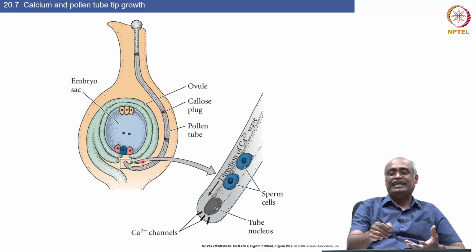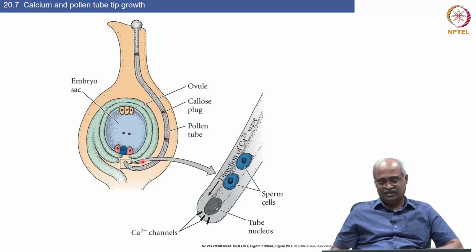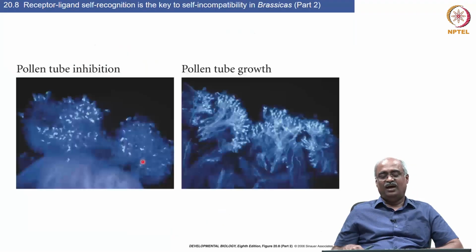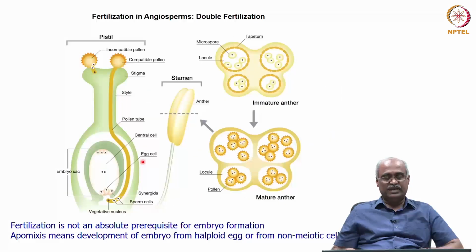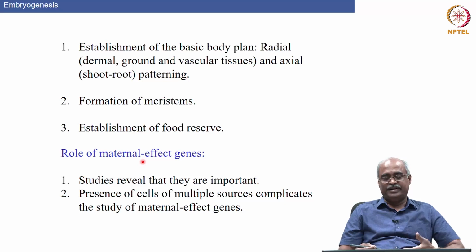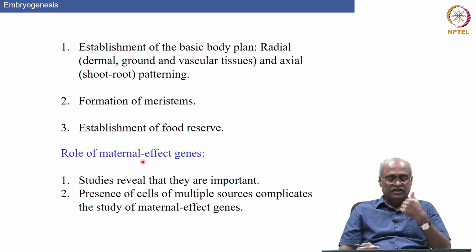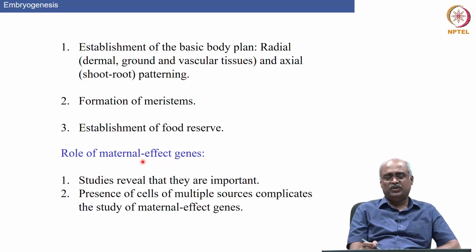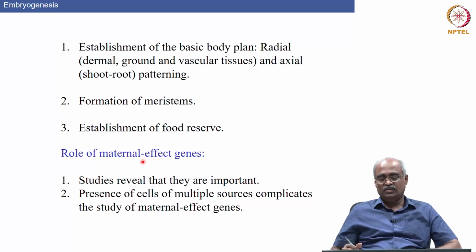So, due to this intimate association of the maternal tissues, it has been very difficult to really delineate the exact contribution of maternal effect genes. Nevertheless, some of the mutants isolated in Arabidopsis and maize show that the maternal genes do matter, particularly the maternal genes contributing to the embryo sac development. So, they have been shown to be important.